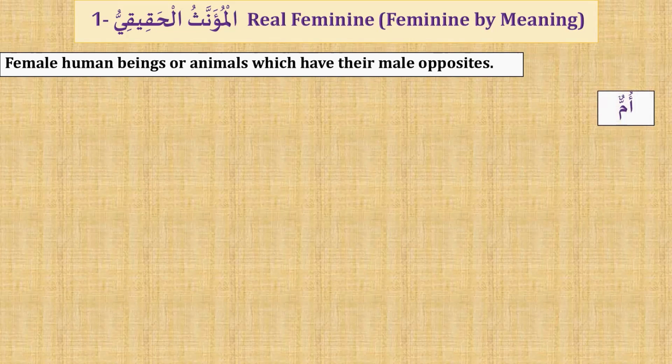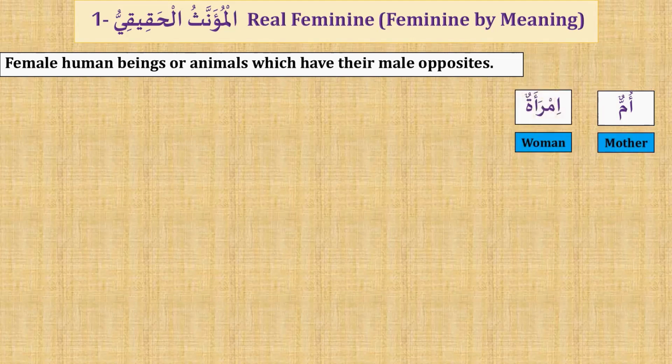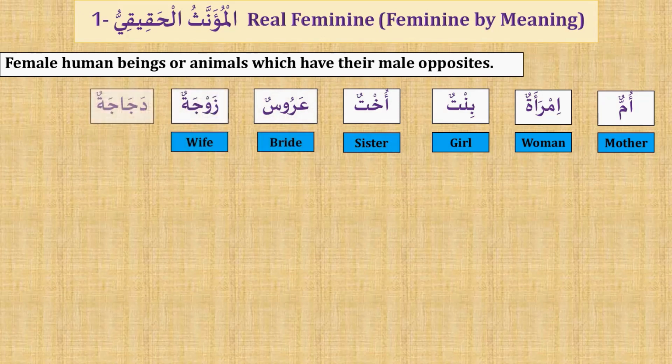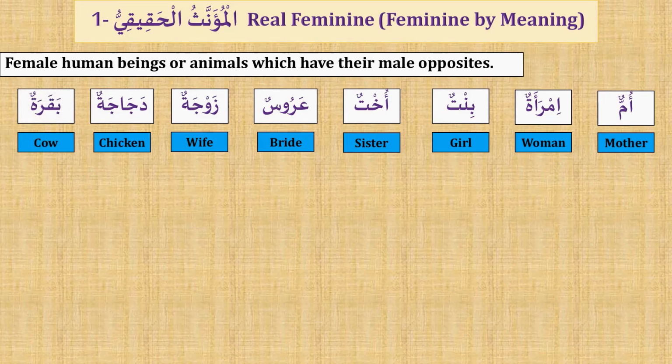Examples: ummun is opposite of abun or walidun, mother. Imra'atun, woman. Bintun, girl. Ukhtun, sister. Arus, bride. Zawjatun, wife. Dajajatun, chicken. And baqaratun, cow.